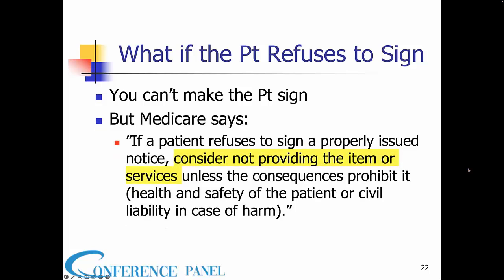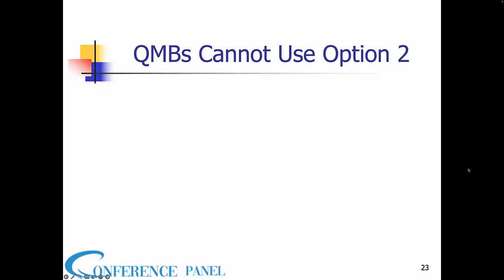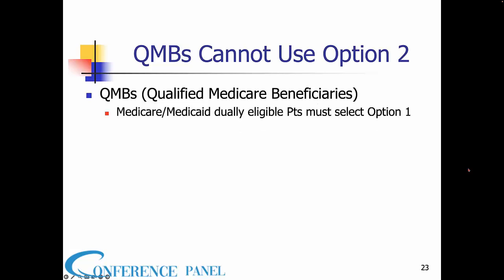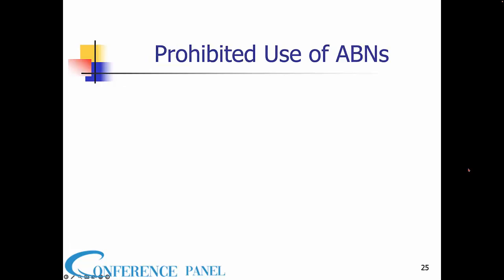But here's what Medicare says, and this is the key to option 2, and that is with QMBs. QMBs, that's another acronym for Qualified Medicare Beneficiaries. These are patients who are dually eligible for Medicare and Medicaid. They have to select option 1. Okay, prohibited use of ABNs.